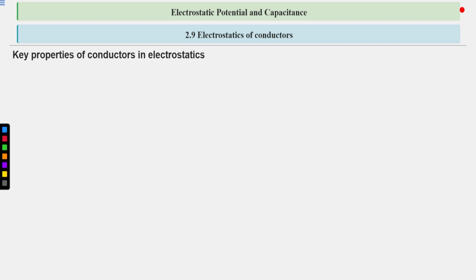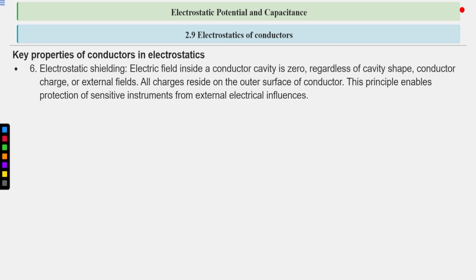Key properties of conductors in electrostatics. Electrostatic shielding, that is a very important topic from the point of view of the next chapters, capacitor and capacitance. So what is electrostatic shielding? Electric field inside a conductor cavity is zero. We also discussed that electric field inside the conductor is zero, and if there is any cavity inside the conductor, then the electric field inside that cavity is also zero. What is a cavity? Suppose a ball or football: there is a surface thickness and inside it is the cavity.